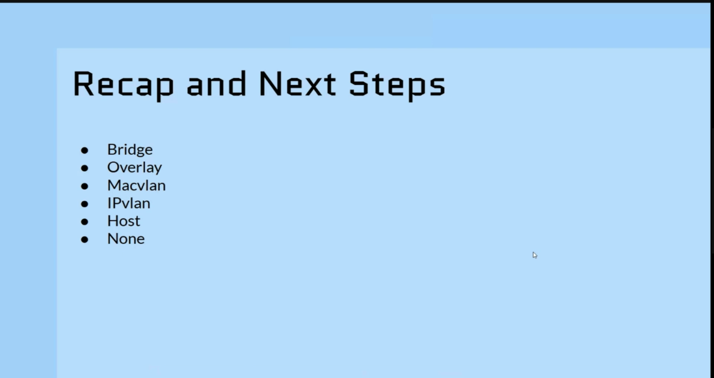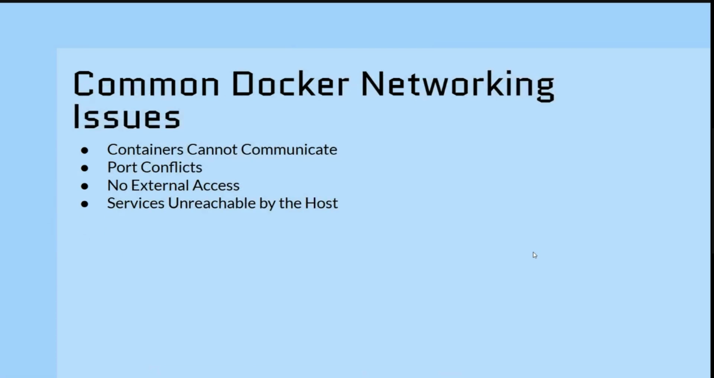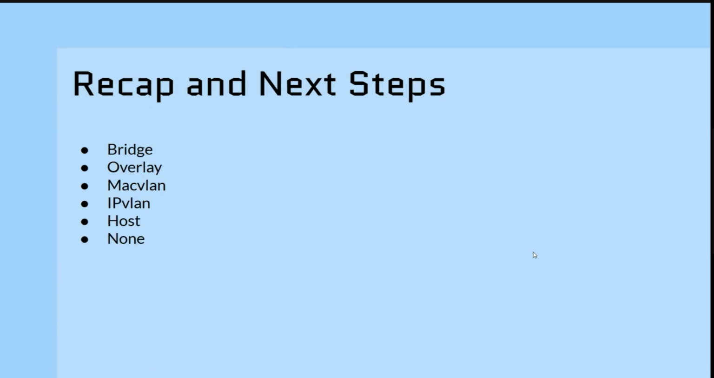And finally, we discussed common Docker networking issues, including container communication failures. These are often caused by misconfigured networks, DNS errors, or corrupted bridge networks. Port conflicts occur when multiple containers map to the same host port, preventing services from running. Containers may lose internet access due to DNS misconfigurations or host firewall rules. Additionally, services can become unreachable from the host if ports are improperly mapped. Careful configuration and troubleshooting ensure smooth connectivity.